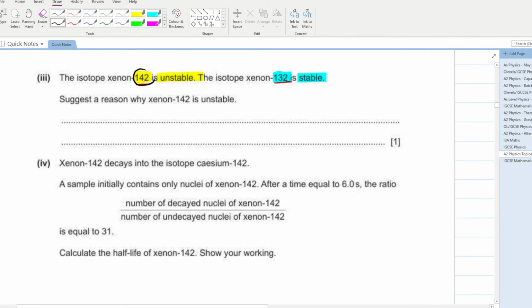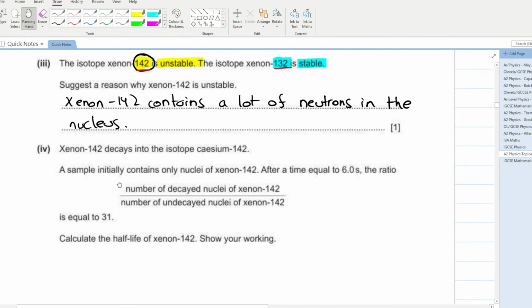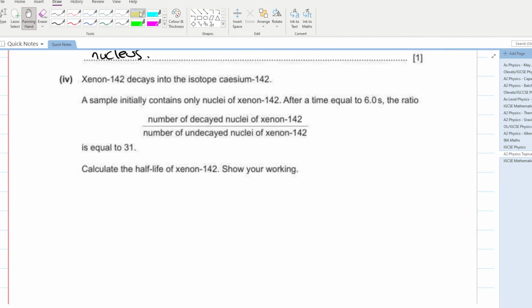Yes, why is this unstable? Xenon 142 contains a lot of protons, a lot of neutrons in the nucleus. Hence it is unstable. Simple as that. Let's move on to part 4.